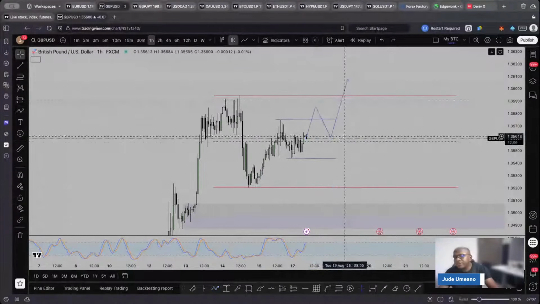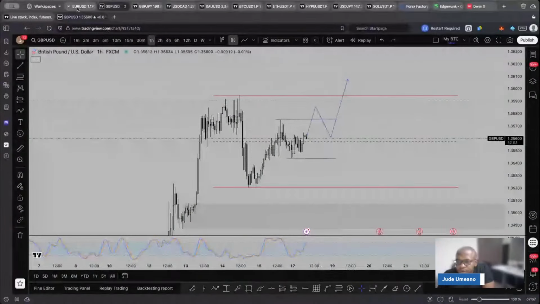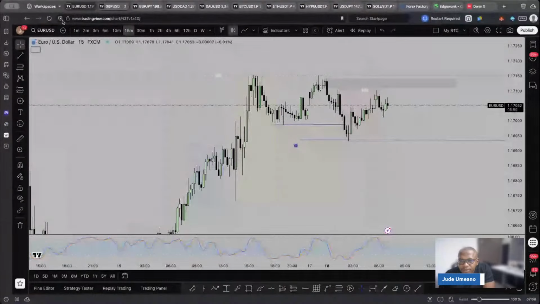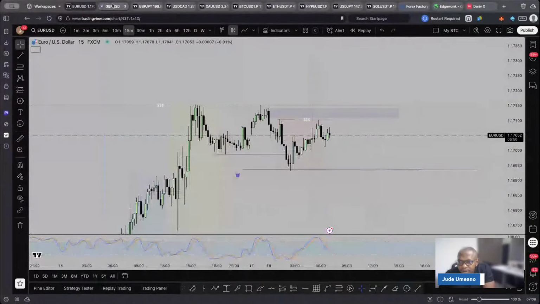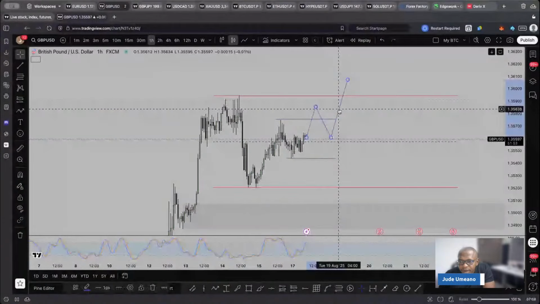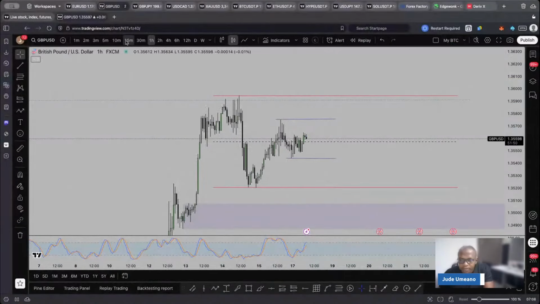This will be my trade for GBP USD for today, but I find more clarity with Euro USD down with GBP USD. However, as it develops, I'll look more into it.